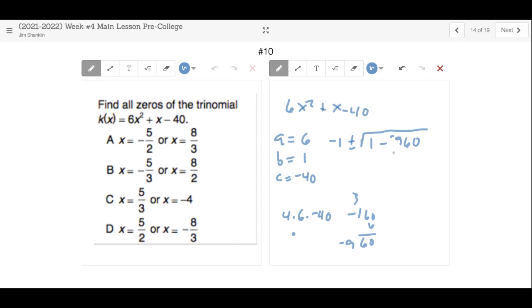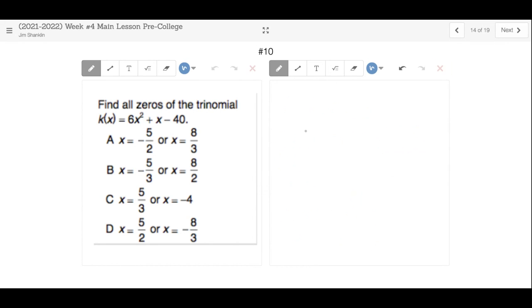That doesn't seem right, because 961, I don't think that's a perfect square. Hmm. 961 is definitely not a perfect square. All right, well, that doesn't seem to be working. Did I do that wrong? I don't know. All right, I guess I'll try a different method. I'm going to factor it.